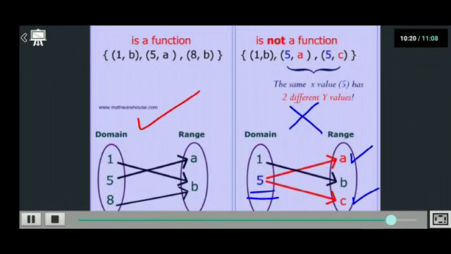Is that clear, everyone? Now we have different kinds of functions, children. Let us see what are the different kinds of functions. Now the only thing you have to understand is, in a function you need to have the property of uniqueness of image.